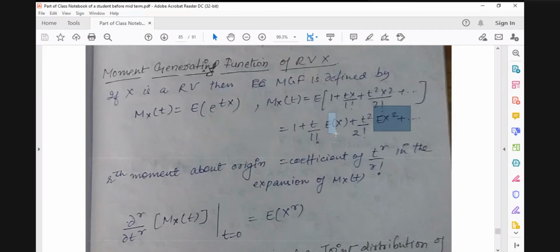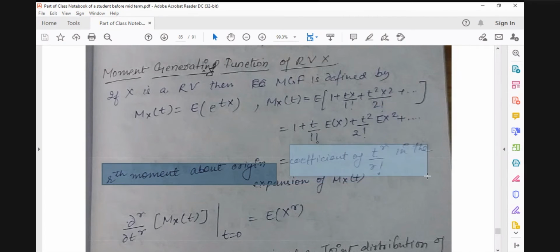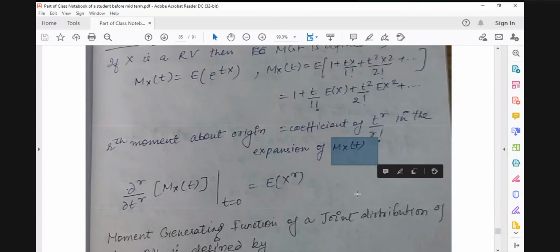And you know what this expectation of x square is. The next term is t cube upon 3 factorial, expectation of x cube. They are all moments about origin. So we can say that the rth moment about origin is the coefficient of t raised to power r upon r factorial in the expansion of the moment generating function for the random variable x. In another way, we can also calculate the rth moment about origin, that is the expectation of x raised to power r.